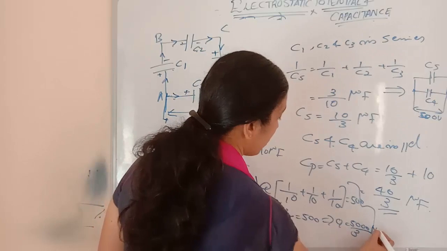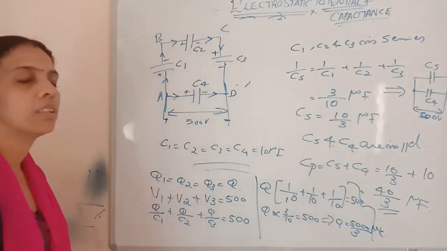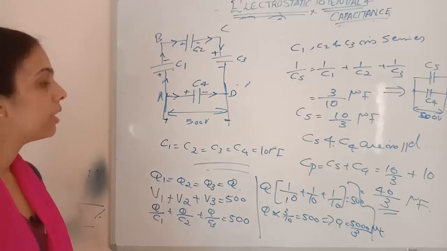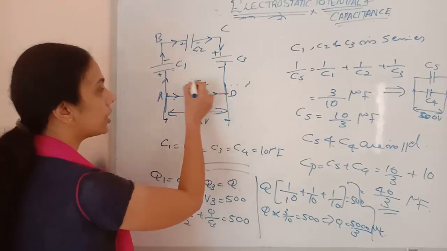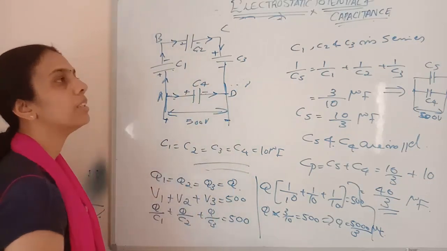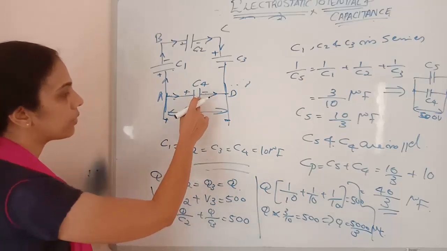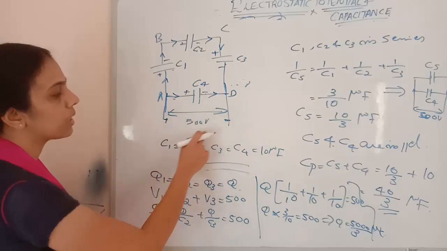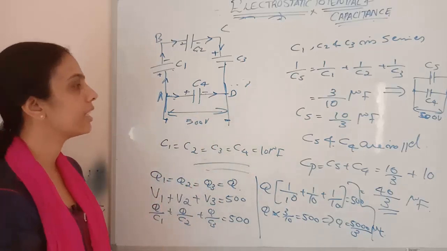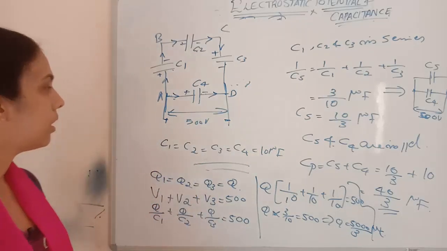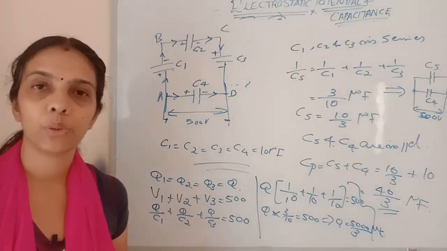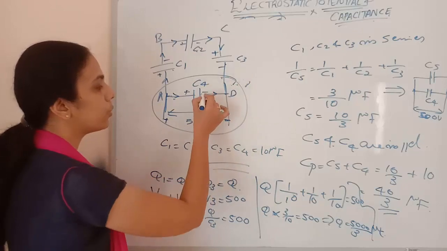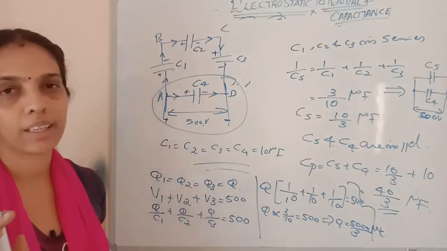This will be in microcoulomb. This is the charge on each capacitor. Now we need to find out the charge across C4. How can we find the C4 charge? The C4 value is given, it is 10 microfarad. So the total is 500. Q equals C into V, so 500 into 10 microfarad will give you the charge on C4.